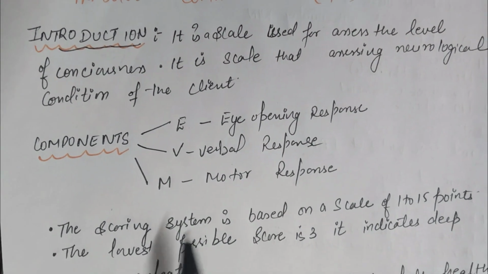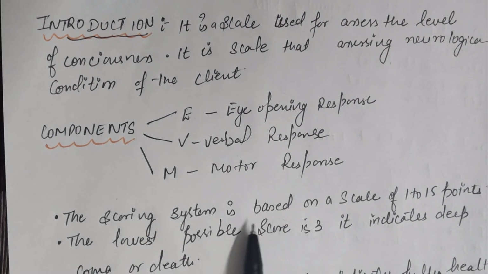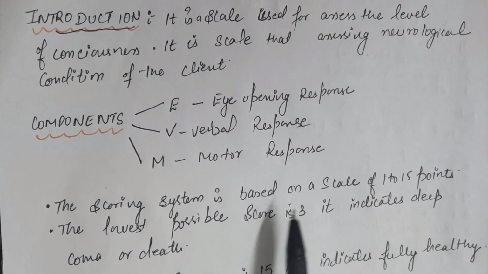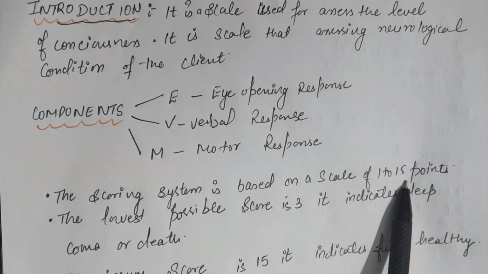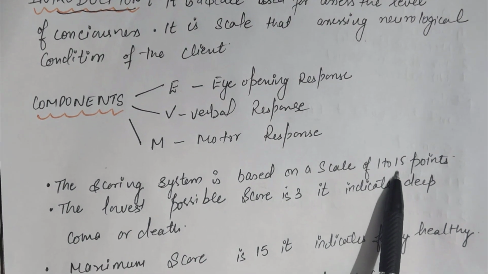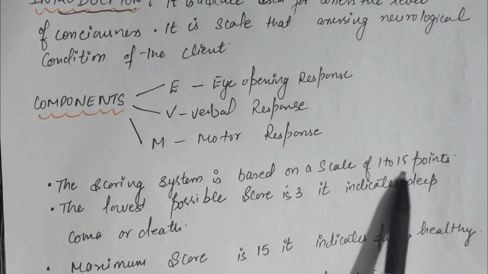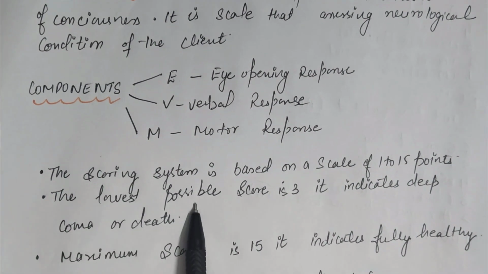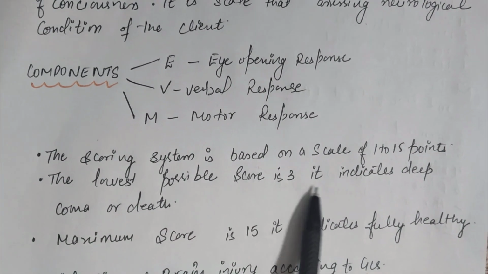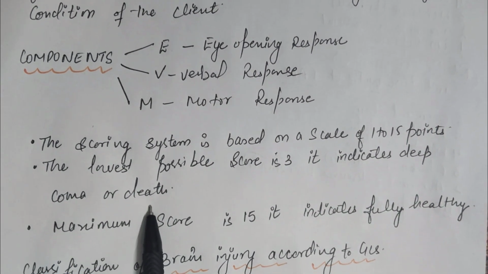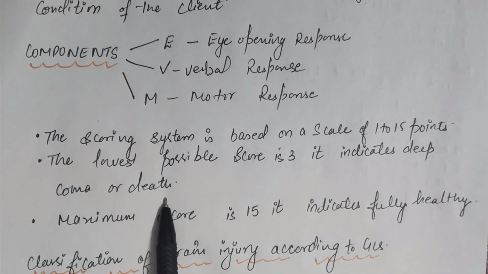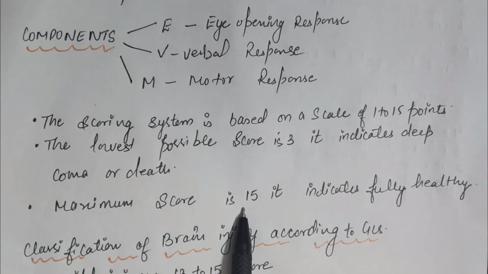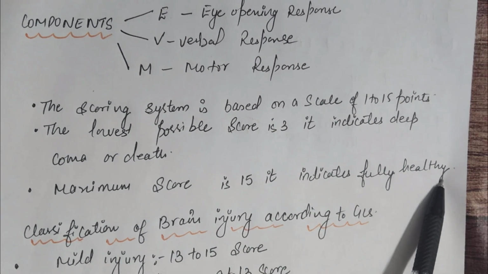Well, next, the scoring system is based on a scale of 1 to 15 points. That is, the total score for GCS is 15. That is the maximum score, and 1 is the minimum score. So total is 1 to 15 points. Okay. The lowest possible score is 3. It indicates deep coma or death, that is 3. So next, the maximum score is 15. It indicates a fully healthy patient.